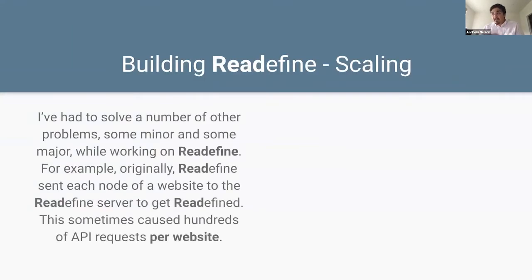So I've had to solve a number of other problems. That was one major problem I had to figure out. Some of them were minor, some of them were really major. For example, Redefine originally sent each node of a website to the server to get redefined. Some websites would send hundreds of API requests per website, and that's a very bad user case.